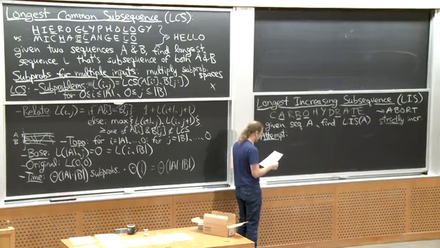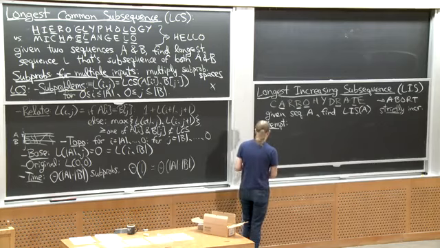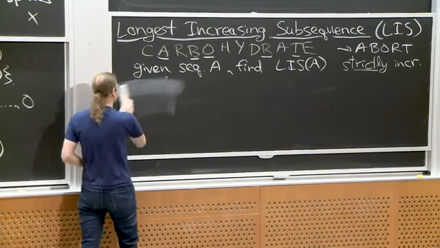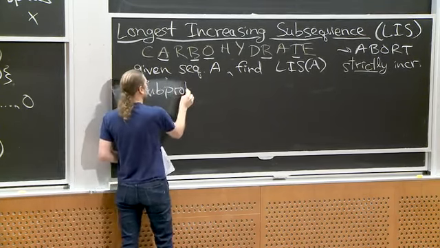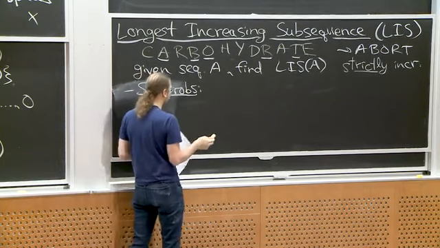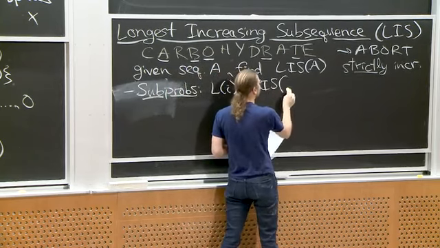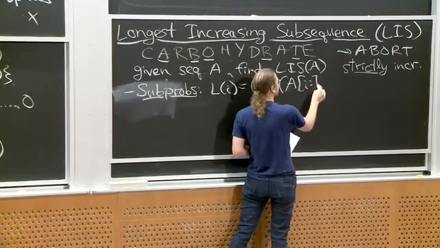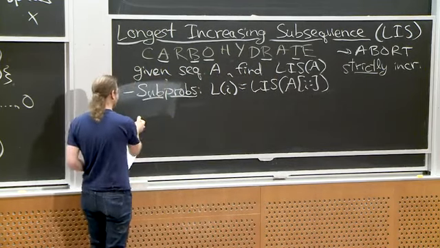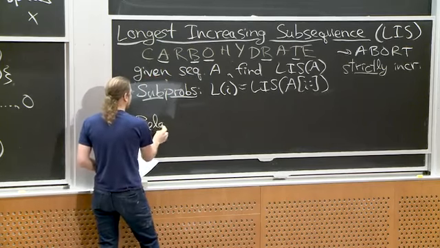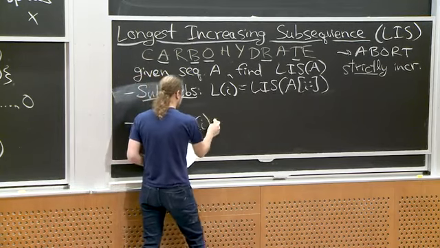OK, so let's try to do this. Maybe I won't be so pessimistic to write attempt here. Let's just go for it. So I want some subproblems, and I'm going to choose suffixes. So I'm going to define L of i to be the longest increasing subsequence of the suffix of A starting at i. OK, that's the obvious thing to do. And now I'm going to leave myself a little space. And then I'd like a relation on these. So I'd like to say what L of i is.